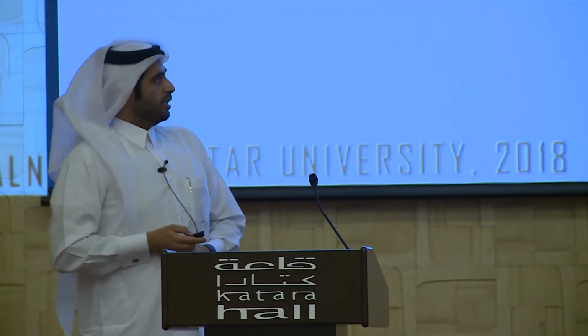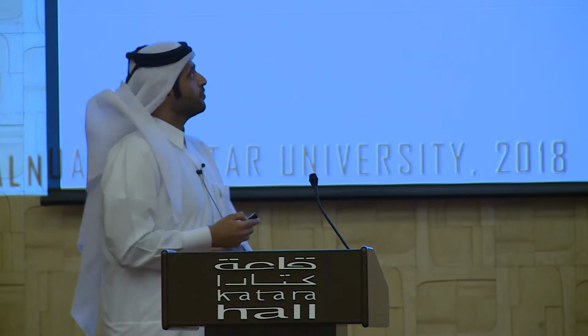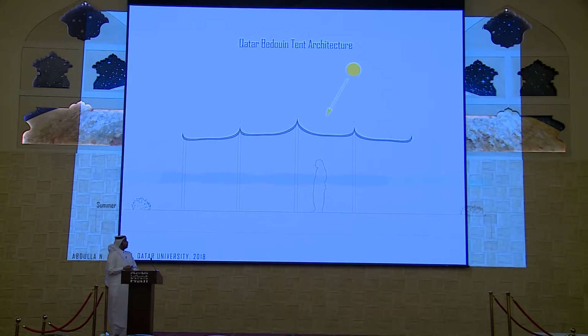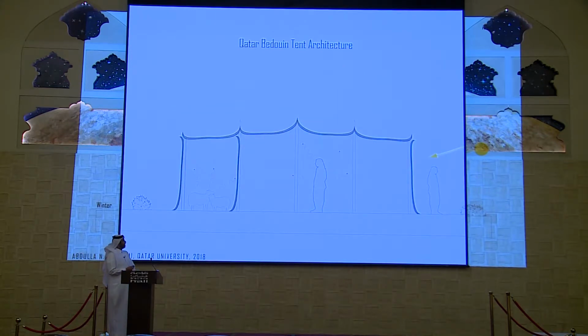Looking at the basic elements here, you have a shelter, an enclosure, and the structure. Environmentally, they would open it up a little bit in the summer, which allowed shade and presented different typologies of spaces. You have a semi-interior space and then a semi-exterior space. And then in the winter, they would introduce the livestock inside as well to maximize the thermal gains inside. This also introduces a different typology of spaces.